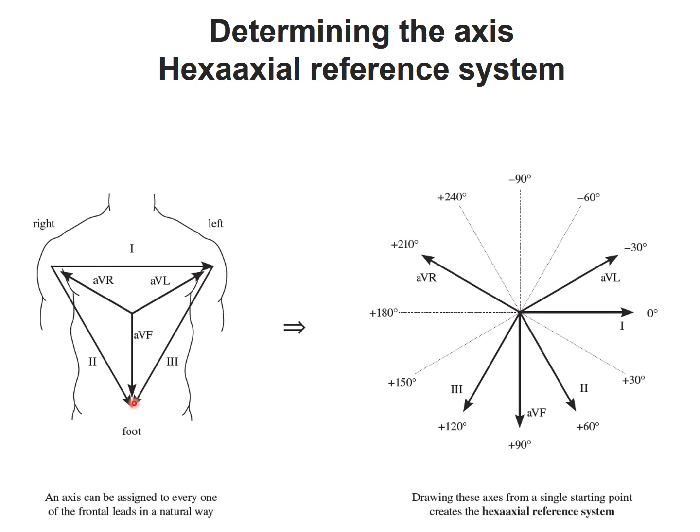A much easier way to do it is to draw a different panel for all 6 leads and shift everything to the same endpoint. All the vectors are shifted to the endpoint in parallel, and this way we construct the so-called hexaaxial reference system. In this system, AVR represents minus 30, lead 1 is 0, lead 2 is 60 degrees, AVF 90 degrees, lead 3 120 degrees, and AVR 210 degrees.